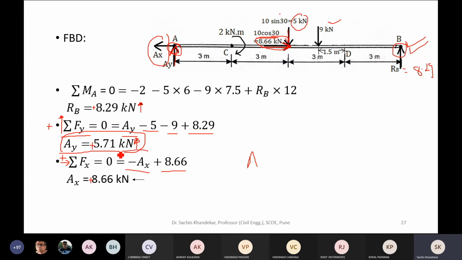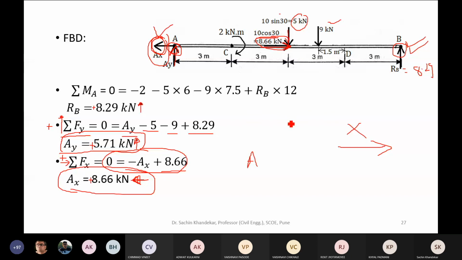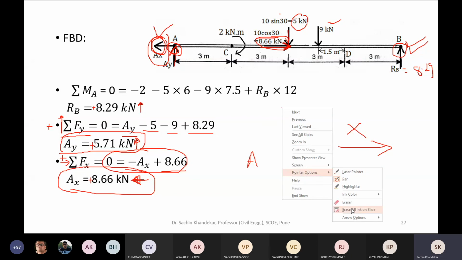Please note that. After solving this equation, we got AX with positive sign. Positive sign means the assumed direction of AX is correct, which is leftward. So plus sign for AX doesn't mean that it is acting in positive x direction. No, this is a wrong conclusion. It means that the assumed direction of AX is correct, which is leftward. I hope you got the answer, right?